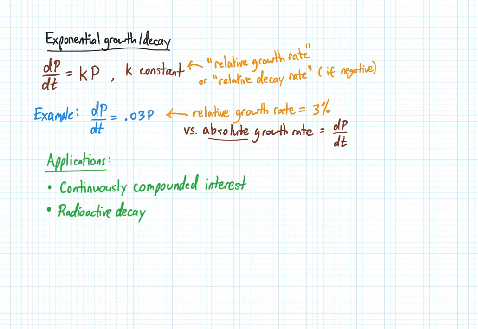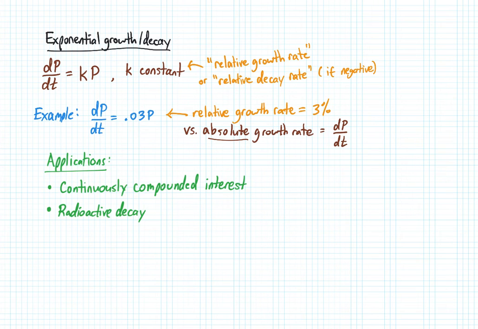Another application is radioactive decay. This is a case where the k would be negative. If you have some radioactive material, it decays over time, and the rate at which it decays follows this exponential model. Obviously this is important if you're doing nuclear physics, but there's an application that all of us would have encountered at some point in our lives, and that's that they use this model to do carbon-14 dating.